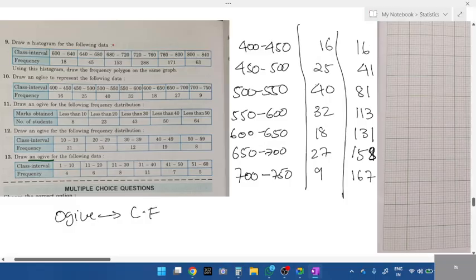Now for an ogive graph, we need only two things, students. What are those two things we need? Upper limit, cumulative frequency. Not plus, upper limit, comma, cumulative frequency. All of you make a note in your notes, like this, students. Ogive graph: upper limit, comma, cumulative frequency. What are the values, students? Tell me all the values. 450, comma, 60. Next, 500, comma, 41. This is how we have to take. Just plot one graph.